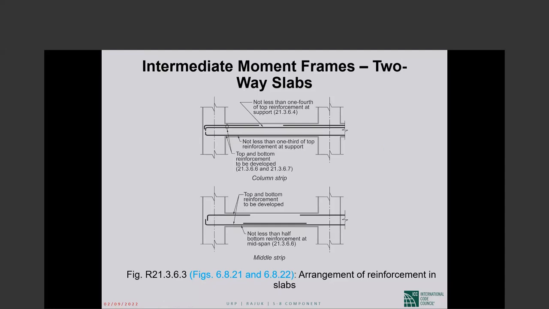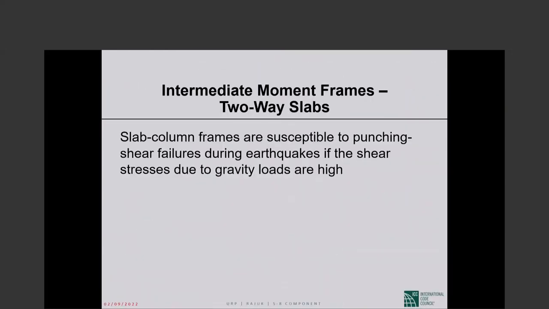support faces. For the middle strip of the slab, the only requirement is not less than 1/2 of the bottom reinforcement at midspan must be continuous through the supports or anchored at the support. Okay, so these are not very onerous requirements, but these are important requirements that you have to be aware of. This is for slab column frames that are serving as intermediate moment frames.